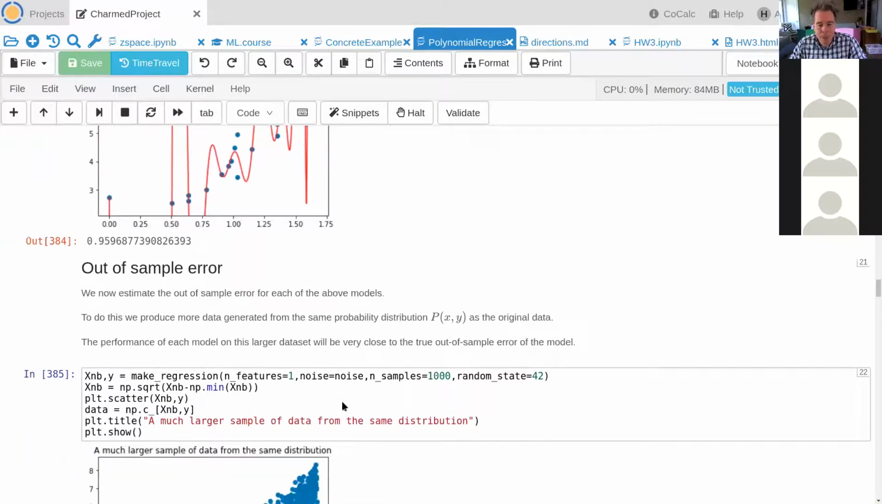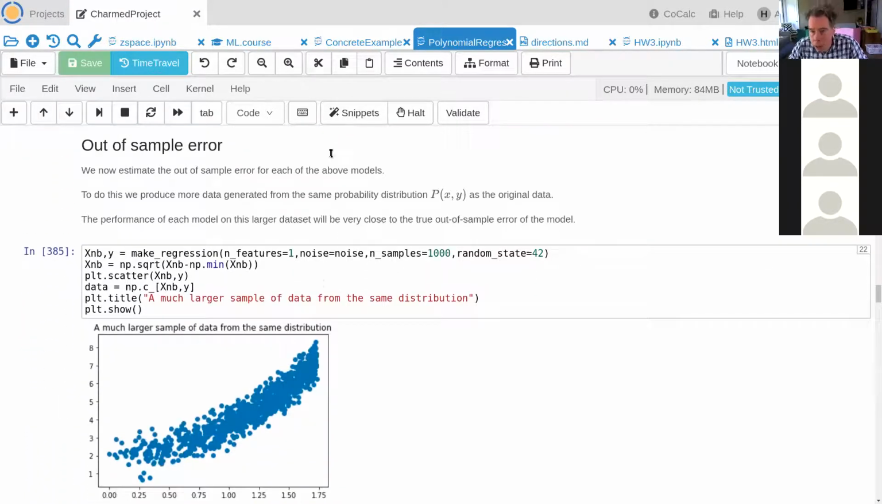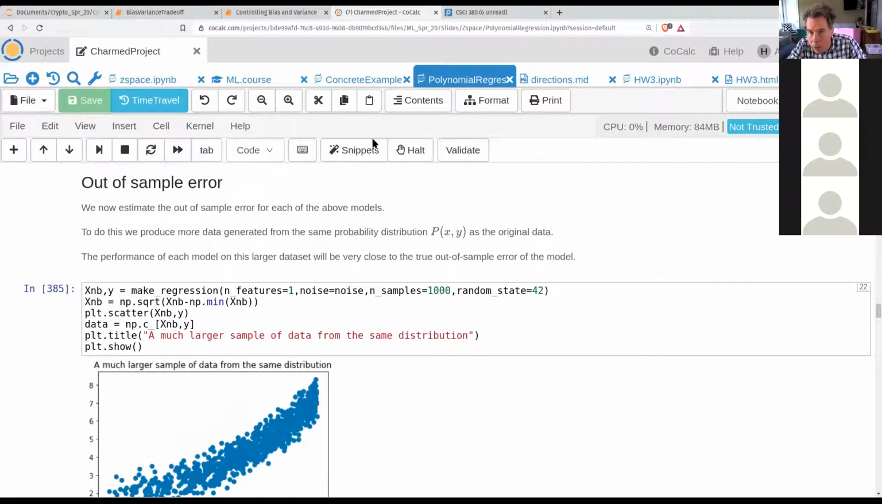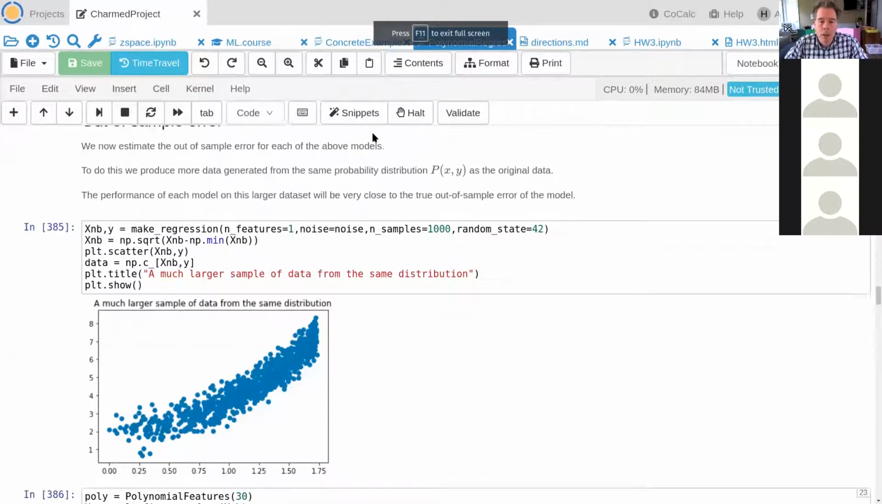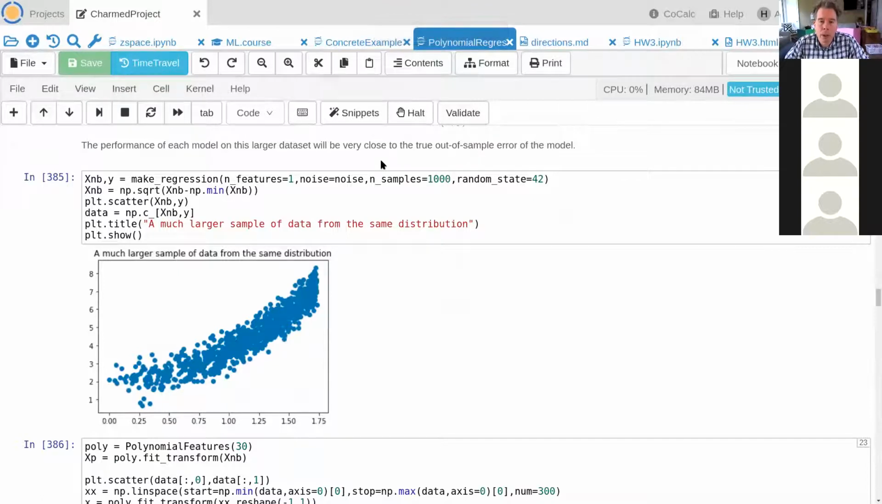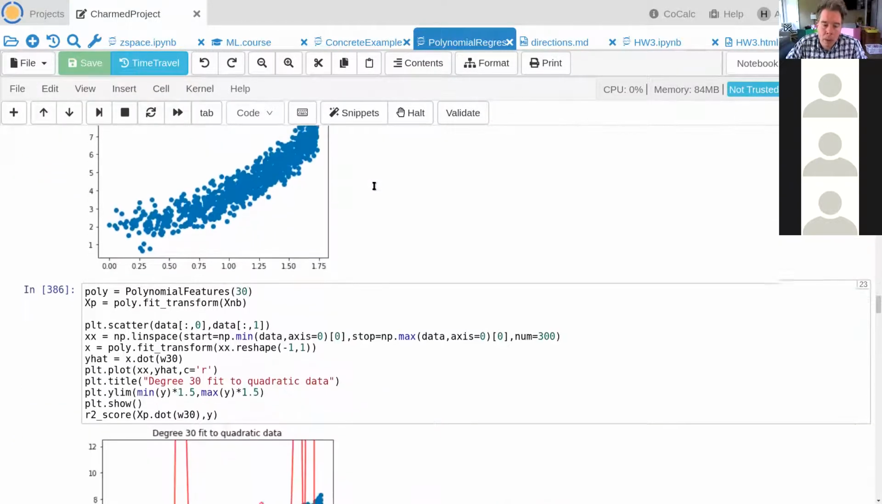Okay, sorry. Now we're going to consider the out of sample error. Let me just check on the time. Oh, we've got time. So we're going to do this with a lot more points that are drawn from the same distribution. This will be like the real test of how these models behave, because we're looking at a lot of new data. When we look at how they perform on this bigger data set, it'll give us an estimate of the out of sample error. In real life, we don't get to do that, but in these examples that we make up, we can.